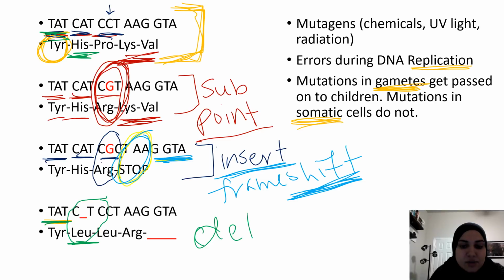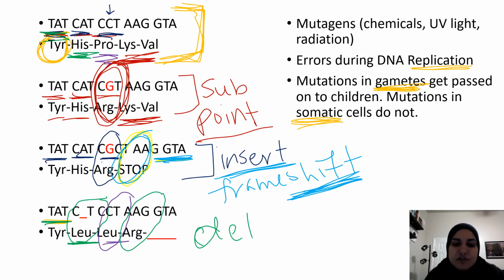If I look at the next one, let's do this in purple. CTA. Again, I had to shift everything over and I got leucine. I didn't want leucine. It's messing up all of my amino acids. If I look at the next one, I have to read AGG. Again, I'm shifting everything over. I'm messing up all of my amino acids. This will change all of that protein, so that protein won't work the right way. This is, again, frame shift.